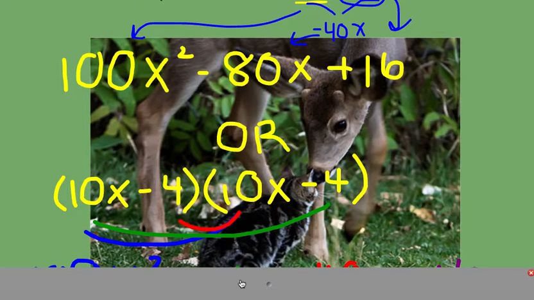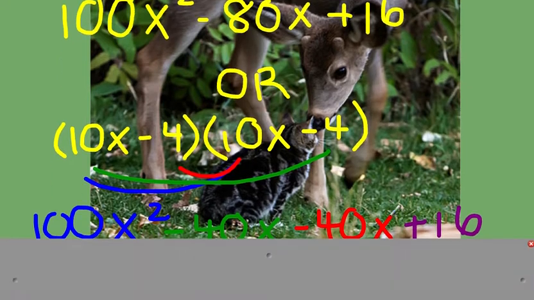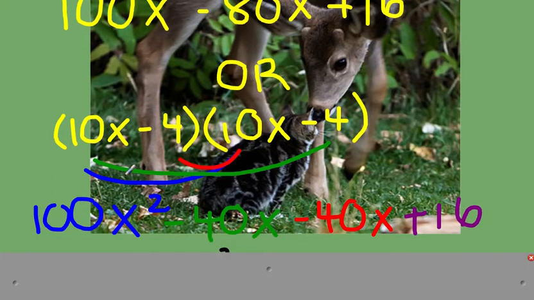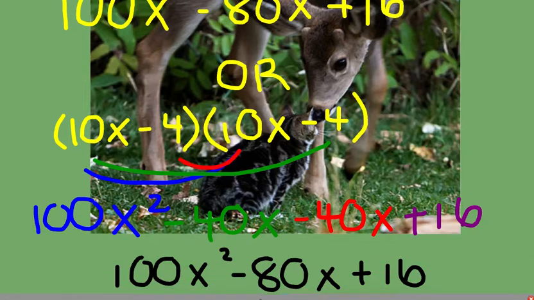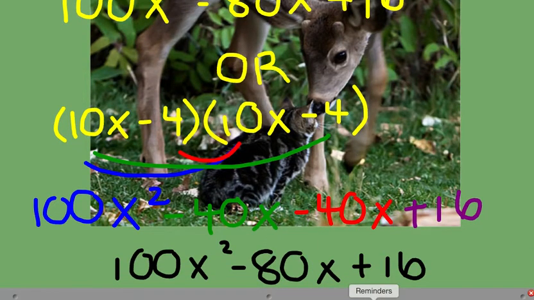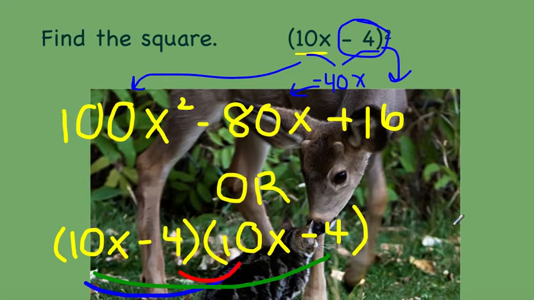So go ahead and write out your two binomials. And just like in the other ones, I'm going to multiply my first terms, then my outer terms to give me my negative 40x, and then my inner terms will also give me negative 40x, and that's where that negative 80x is coming from. So our final answer is 100x squared minus 80x plus 16. So whatever way you got the answer, as long as you got the answer correctly, then you're perfectly fine.